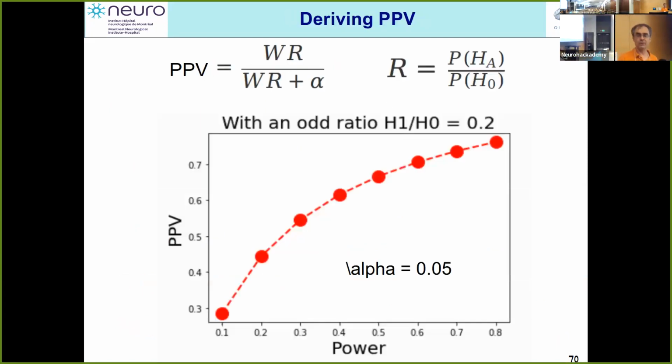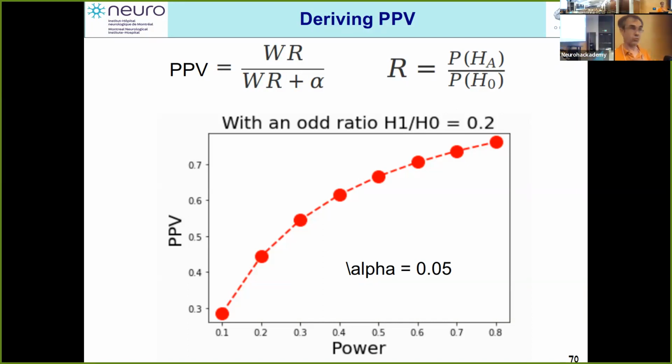So, if you plug in some reasonable numbers, like an odds ratio of 20%, for instance, which is okay, that's very likely but not very unlikely alternative. And then you look at power on the x-axis and PPV on the y-axis. You see that for a power of, let's say, 0.8, you have almost a PPV of 0.8 as well, which is with alpha equal 0.05.